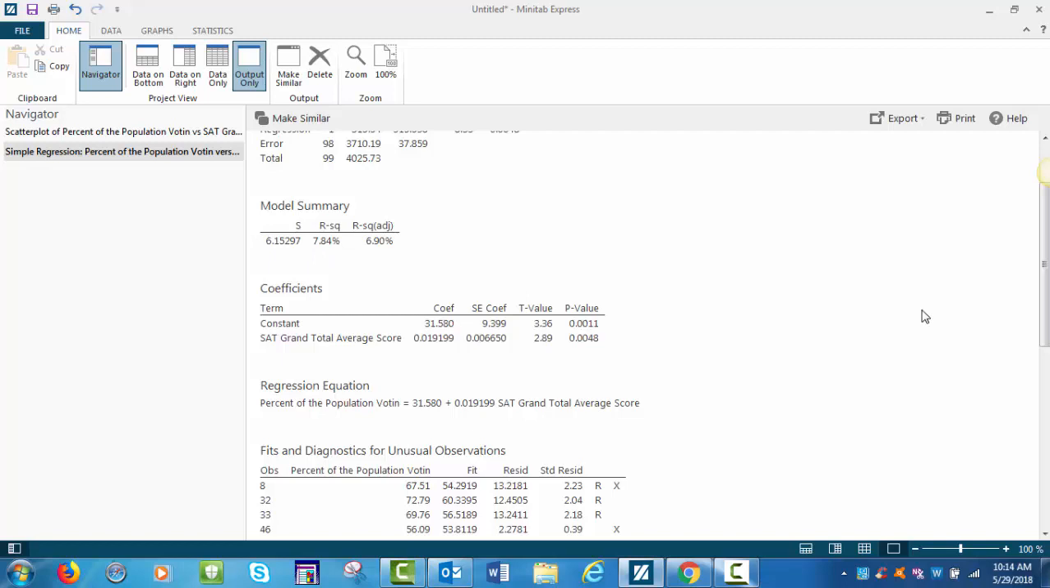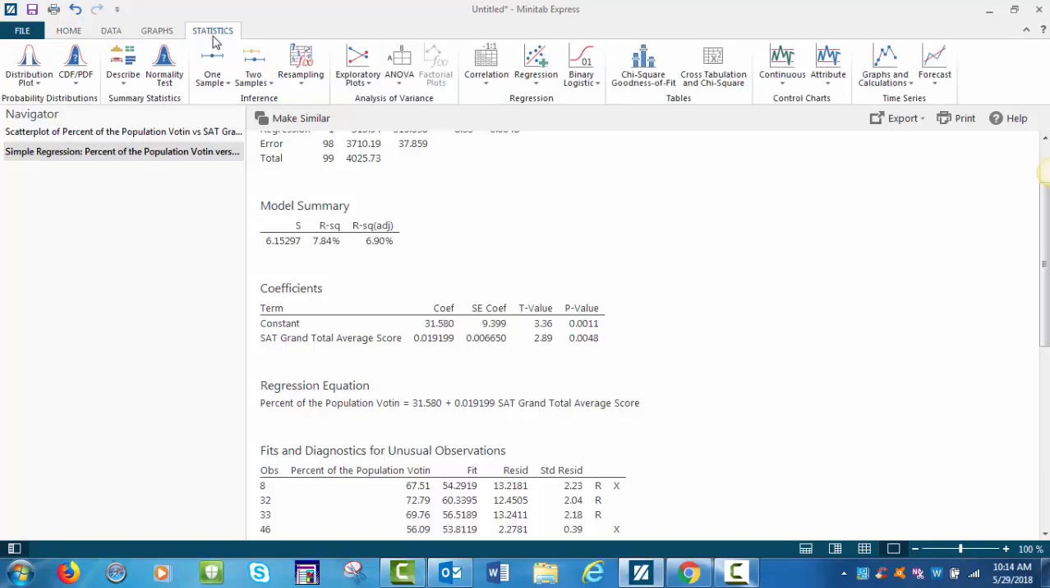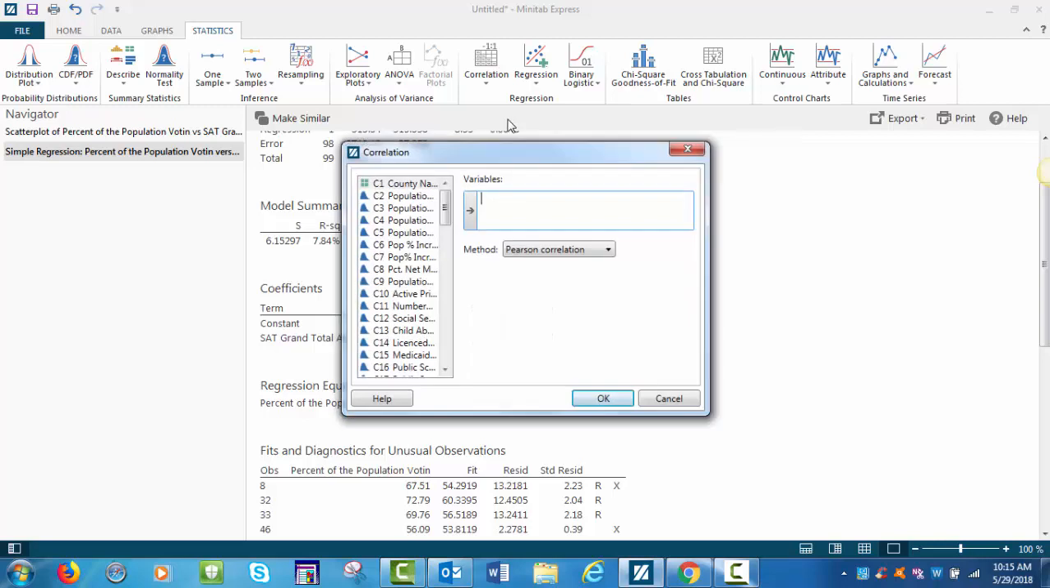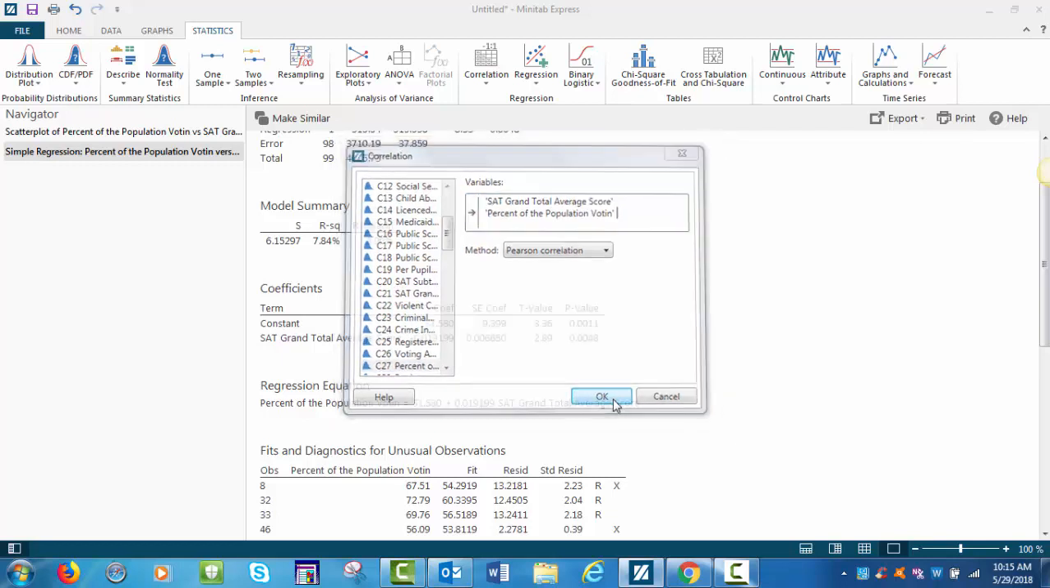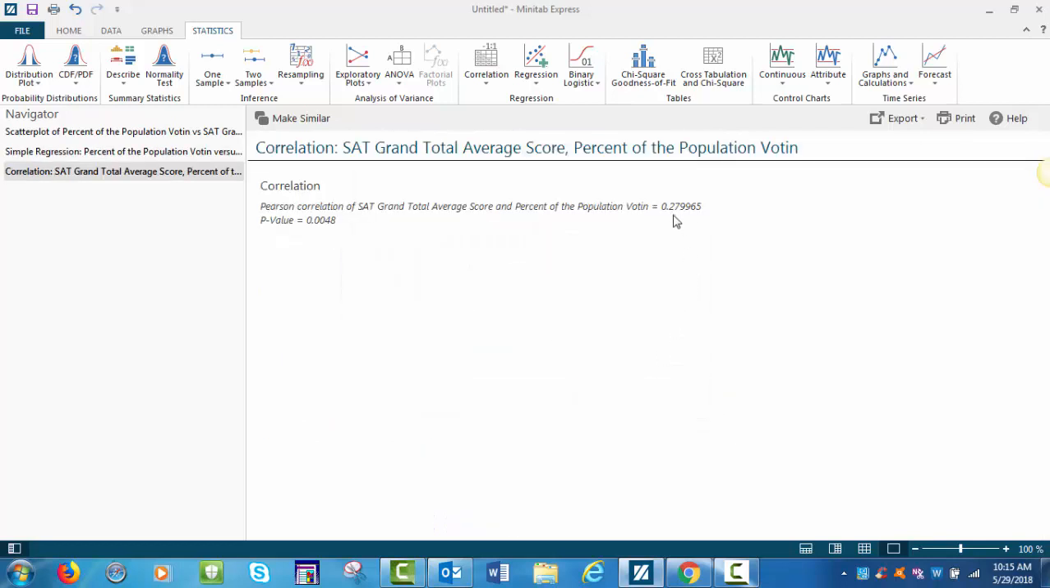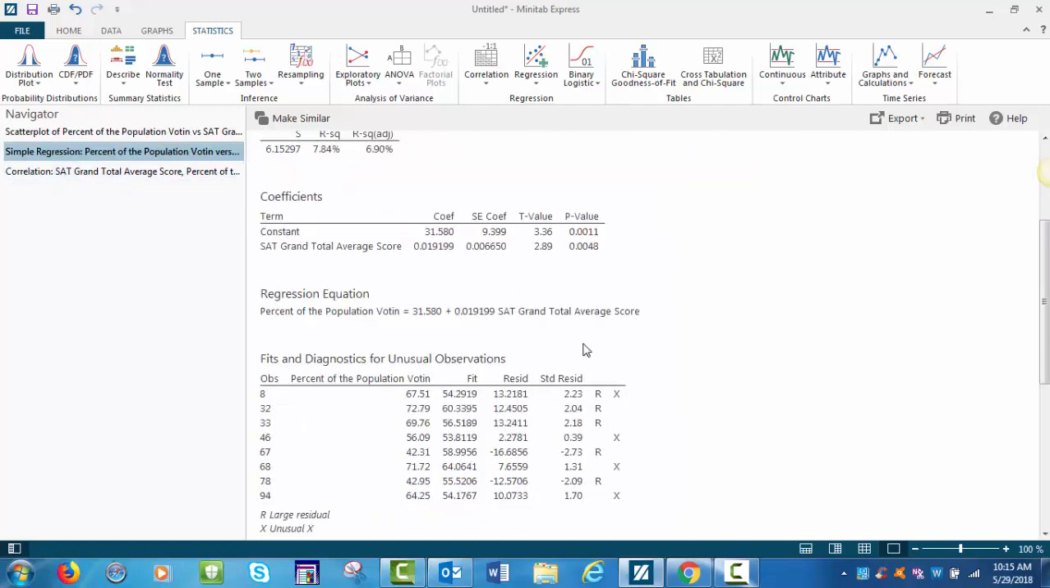We can also calculate the correlation coefficient using the command statistics, correlation, select the two variables, and there's my correlation coefficient. Write the regression equation for the relationship. The regression equation appears at the bottom of the regression output.